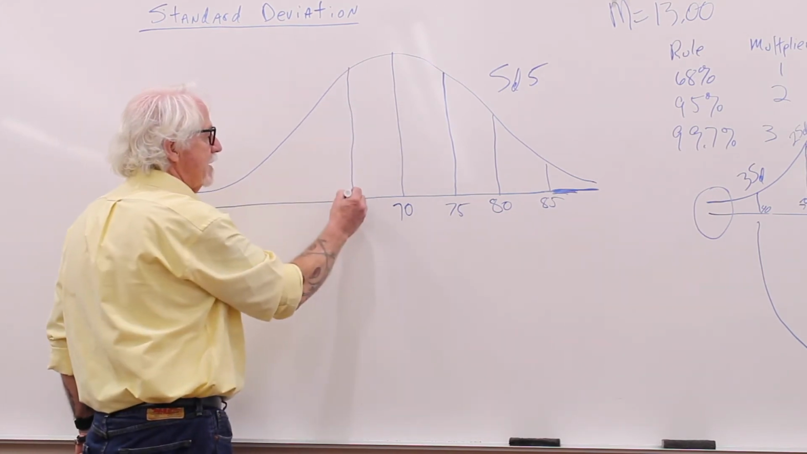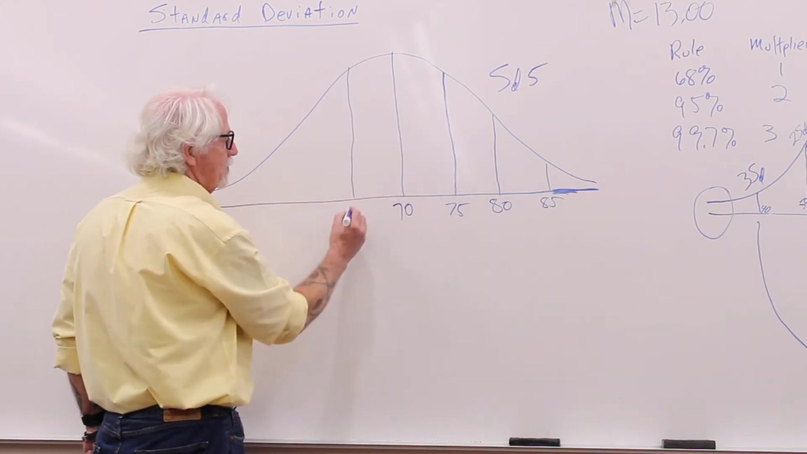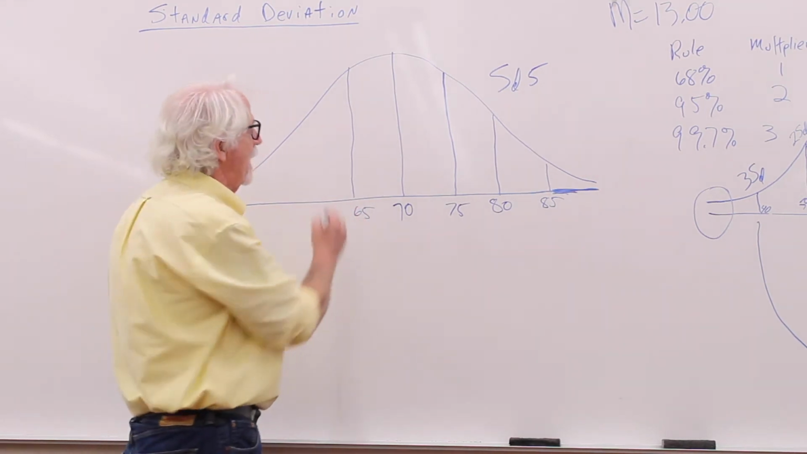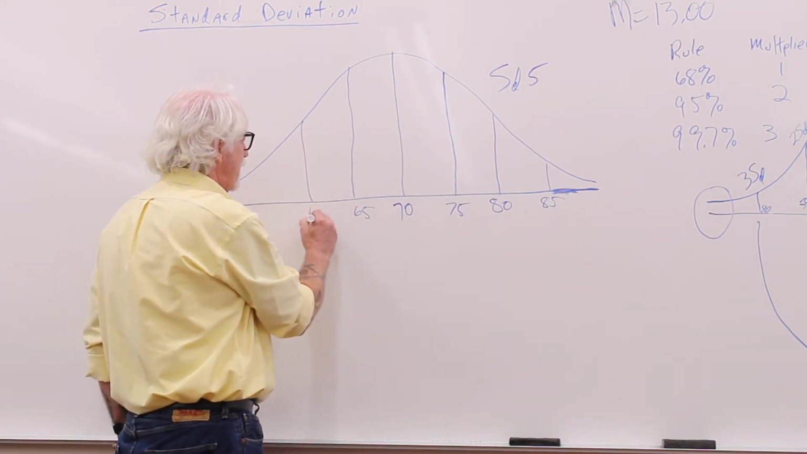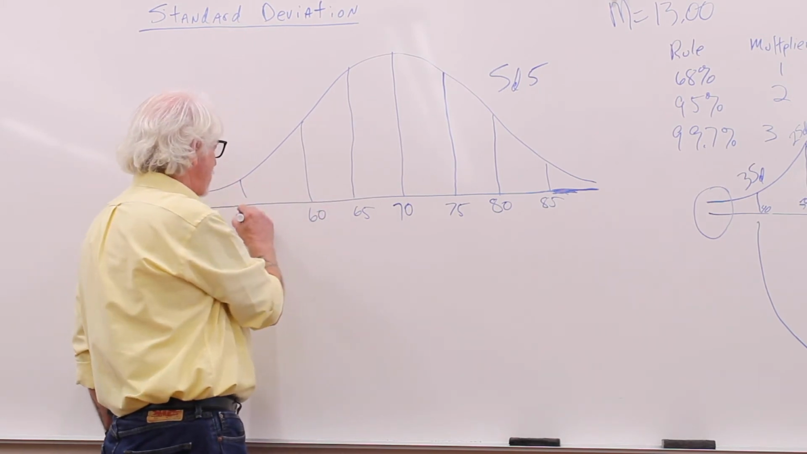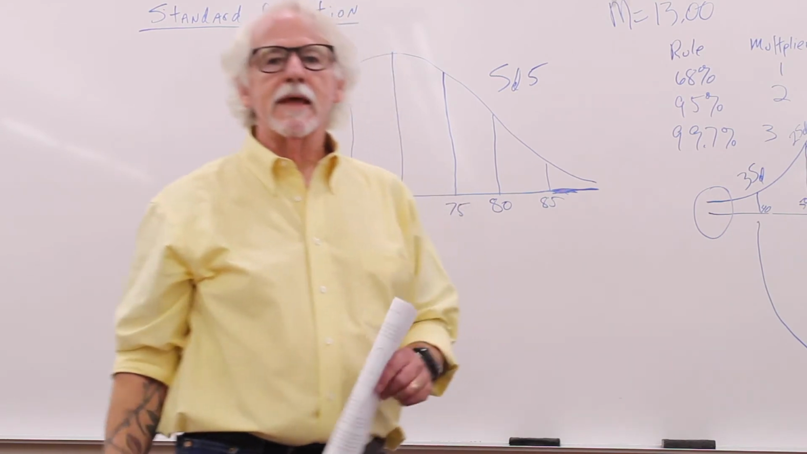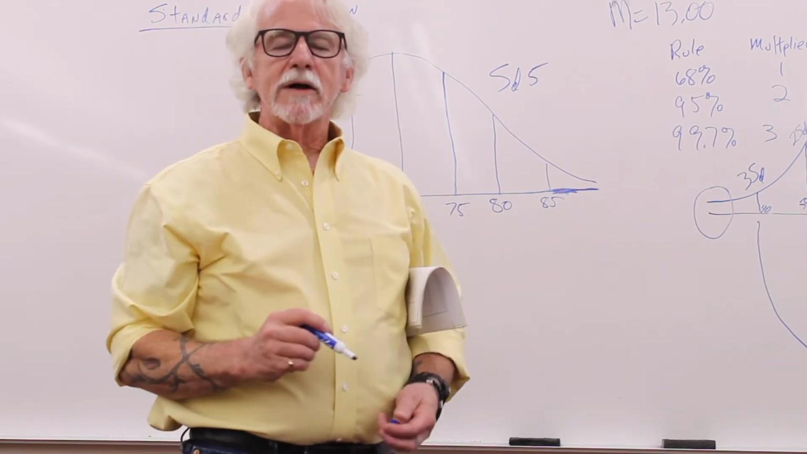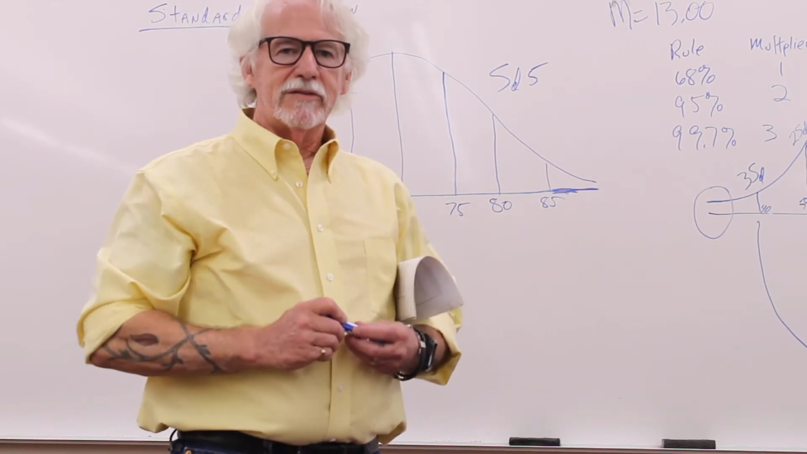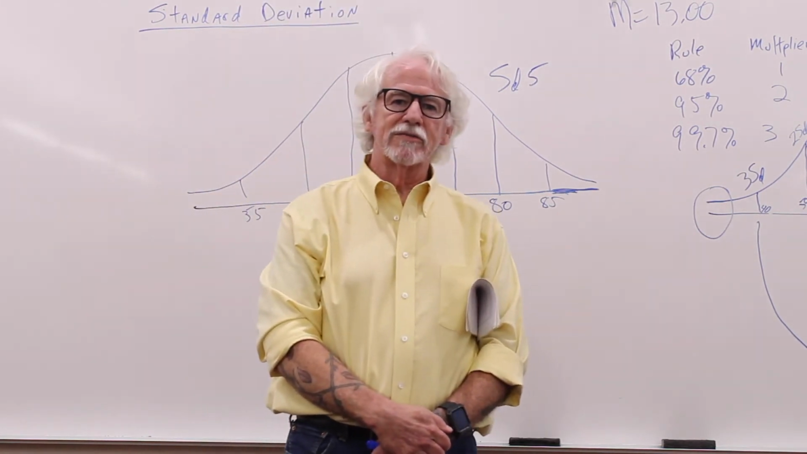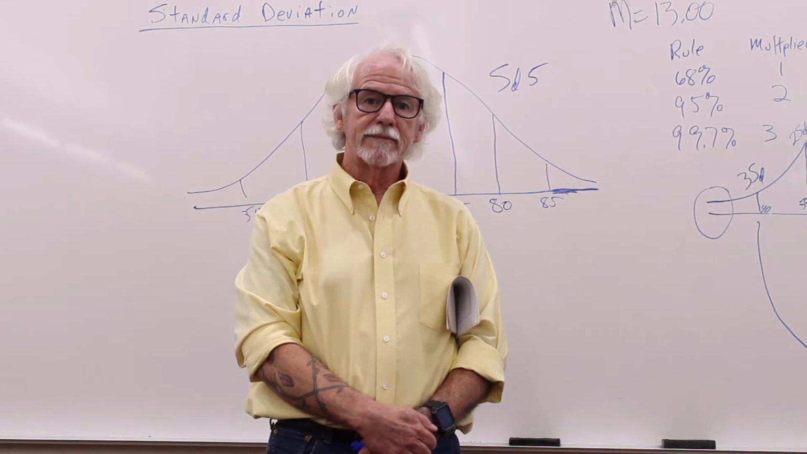If I want to look at this side, 5 times 1, I know that one standard deviation is 65. 2 standard deviations is 60, and 3 in this case is 55. So it works out no matter what the value of the standard deviation is, to tell you where 1, 2, or 3 standard deviations are from the mean and what those scores are.